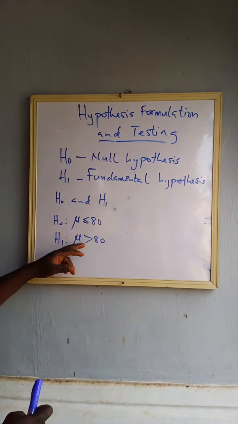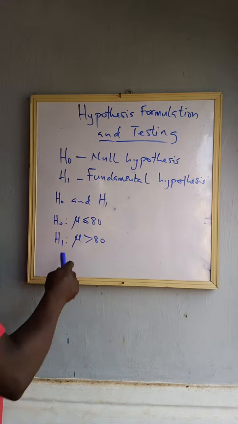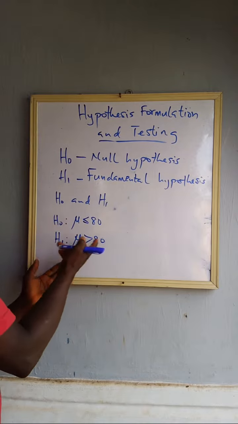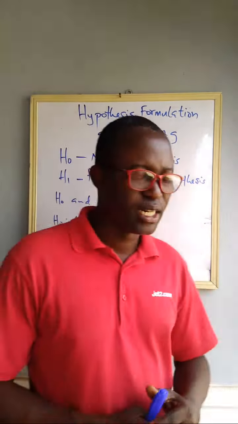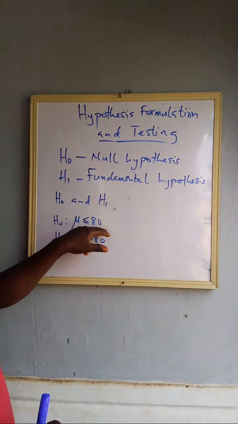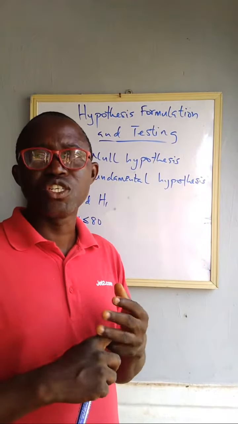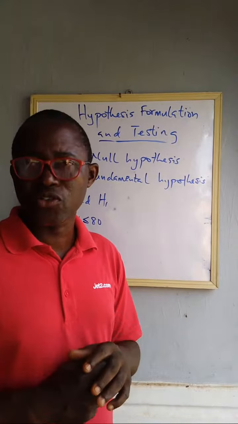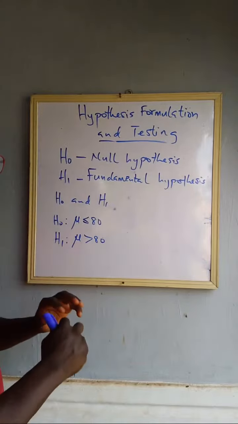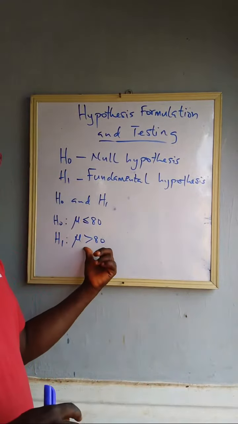The situation says that the mean score is greater than 80. That is what we are interested in. So we put it in the alternative hypothesis, H1. So any available option apart from this will now be stated in the null hypothesis. That is why our null hypothesis says less than or equal to 80. That means 80 is inclusive. Then from 0 to 79 also inclusive. So you can see that these two statements are taking care of all available scores in this particular situation.